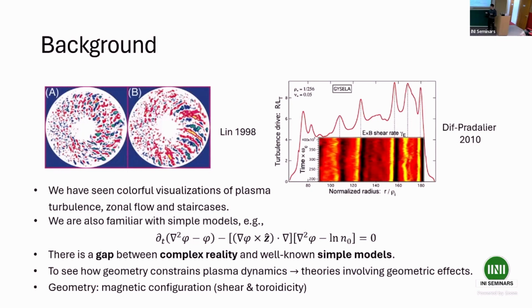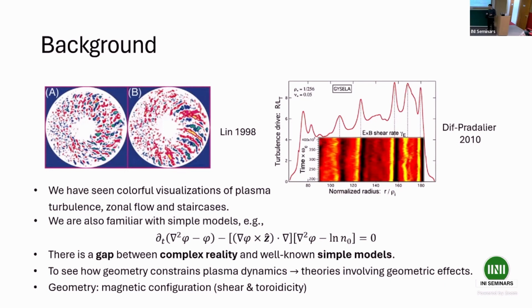Especially the geometry effect, including the magnetic shear or velocity shear, has very significant effects on the plasma dynamics in a tokamak, right? So once we see these realizations, for some of them we don't have a useful theoretical tool to interpret the phenomena. So we need theories involving the geometric effects.